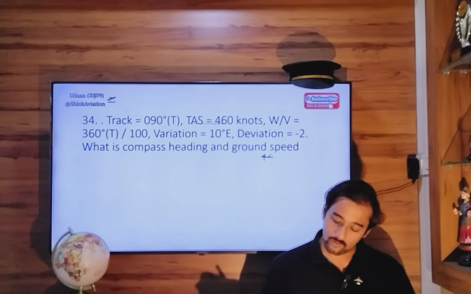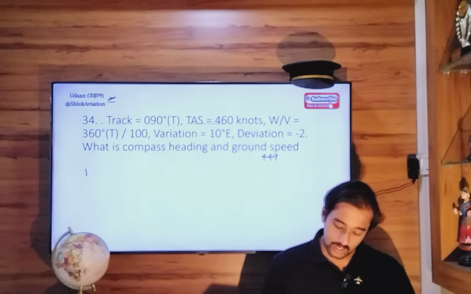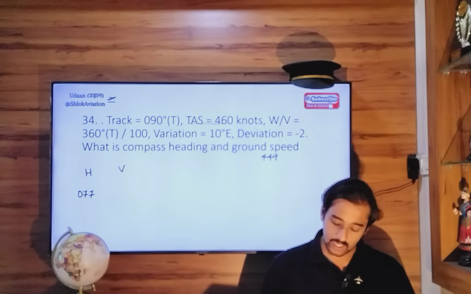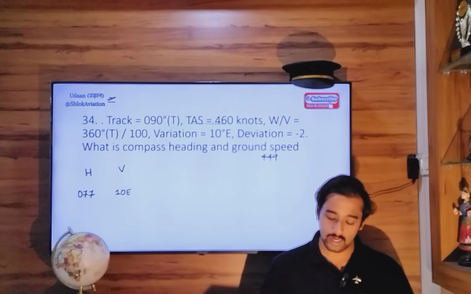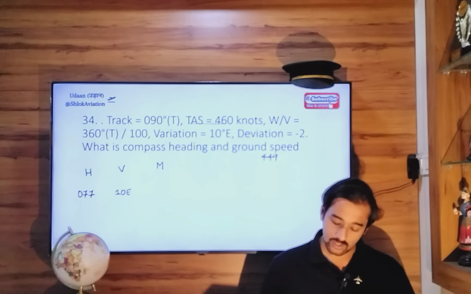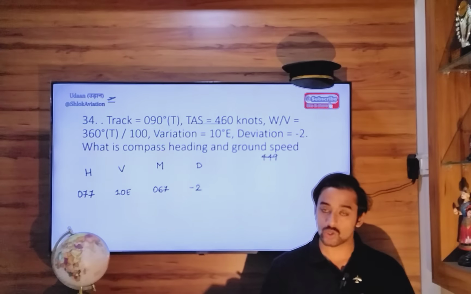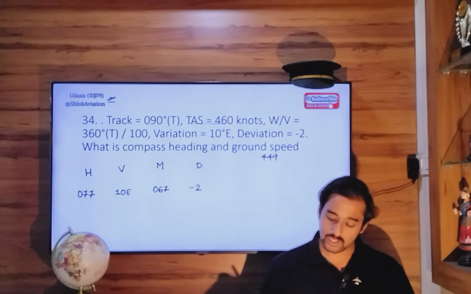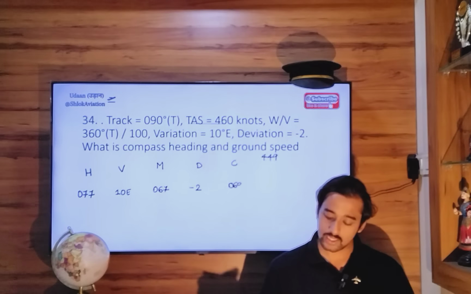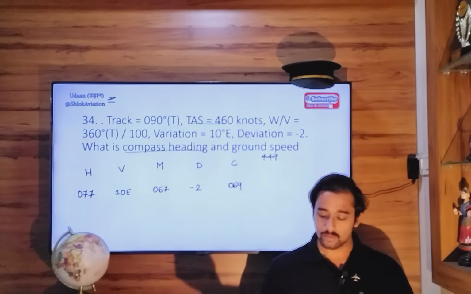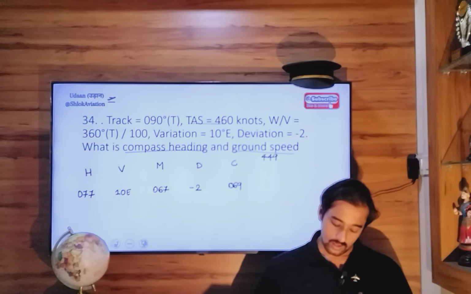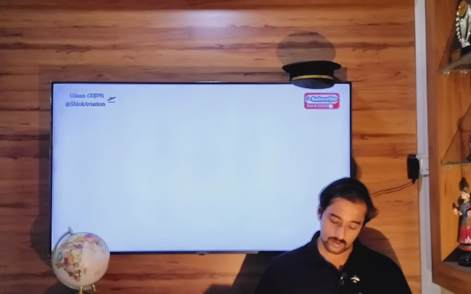So ground speed of 449, a true heading of 077. Variation is 10 east, and variation east is magnetic least, so magnetic direction will be 067. Deviation is -2, that is 2 degrees west, and deviation west compass is best, so the compass direction will be 069. So what will be the compass heading? 069, ground speed 449.